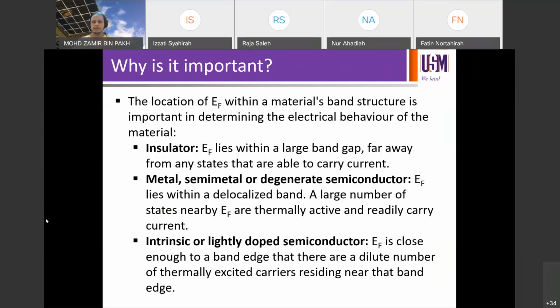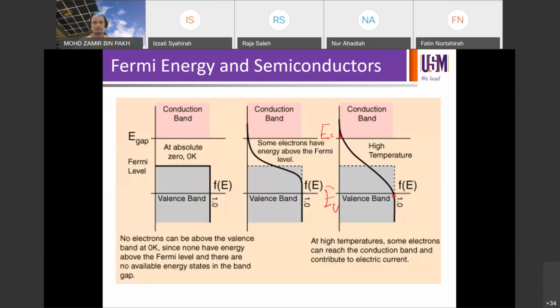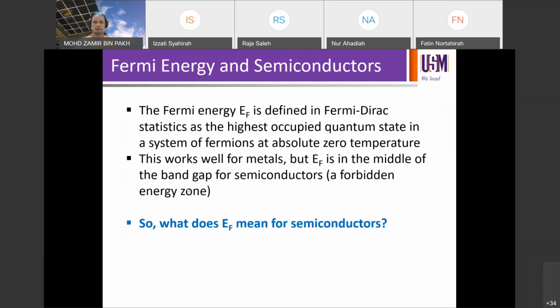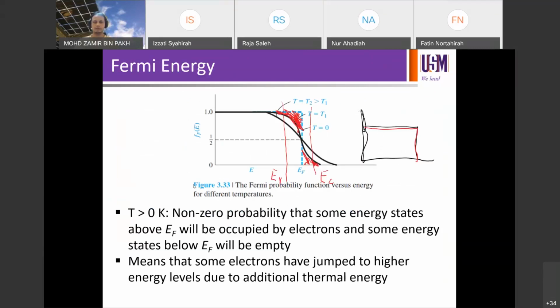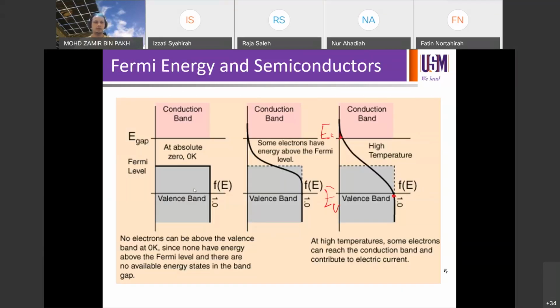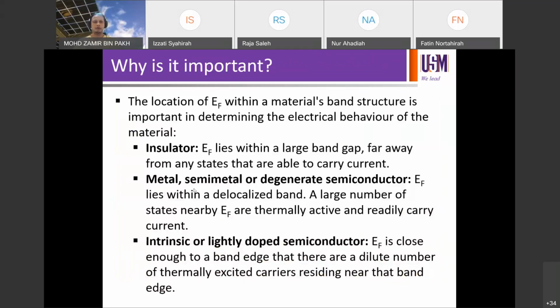All right, so why is it important? Why do we have to discuss this? The Fermi-Dirac distribution function and all this stuff, the thermal excitation, T1, T2. So why is it important? The location of EF, the Fermi level or Fermi energy. You may encounter both Fermi energy and Fermi level.